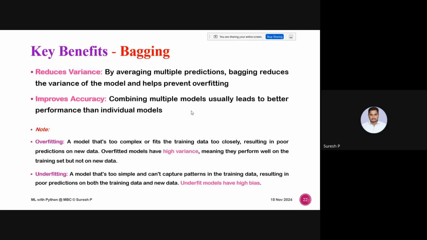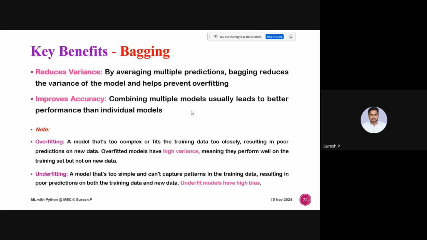As I said already, there are two problems in machine learning algorithms: overfitting and underfitting. Overfitting means a model that is too complex or fits the training data too closely, resulting in poor predictions on new data. For example, during the training phase the model learns too much, learning the data too closely, but when given new data it predicts the wrong value. What is this process called?